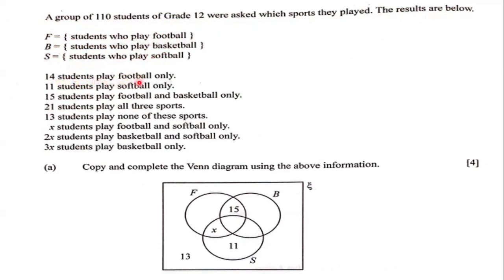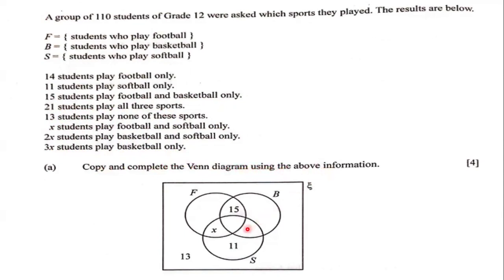14 students play football only, 11 students play softball only, 15 students play football and basketball only, 21 students play all three sports, 13 students play none of these sports, X students play football and softball only, 2X students play basketball and softball only, and 3X students play basketball only. Copy and complete the Venn diagram using the above information.